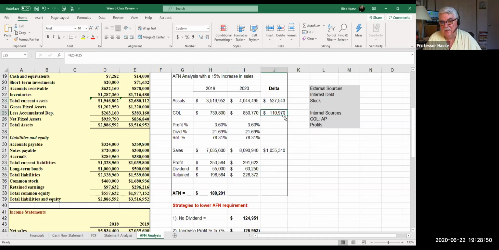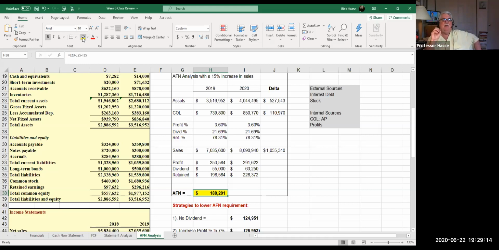527 minus 110 minus 228. I'm going to need $188,201 in additional capital to balance my books, to balance the needed assets with how I can come up with it from internal sources. That means I've got to go to my banker and borrow $188,000.